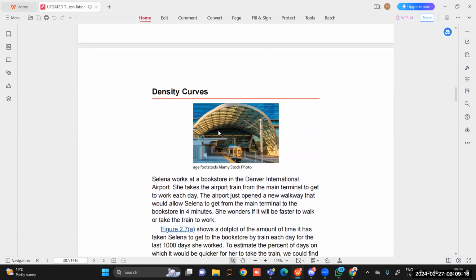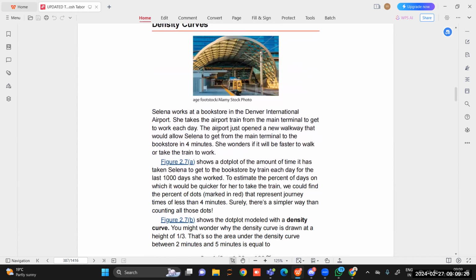So what's a density curve? Selena works at a bookstore in the Denver International Airport. She takes the airport train from the main terminal to get to work each day. The airport just opened a new walkway that would allow Selena to get from the main terminal to the bookstore in 4 minutes.